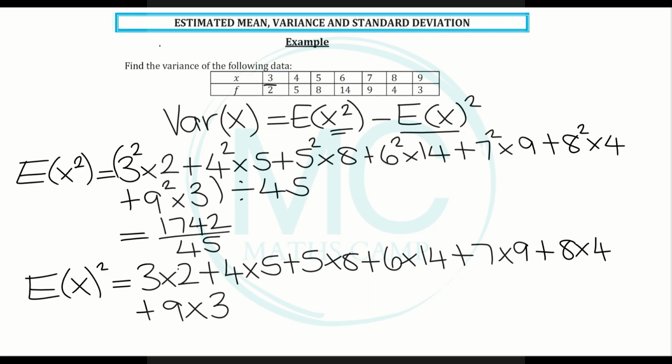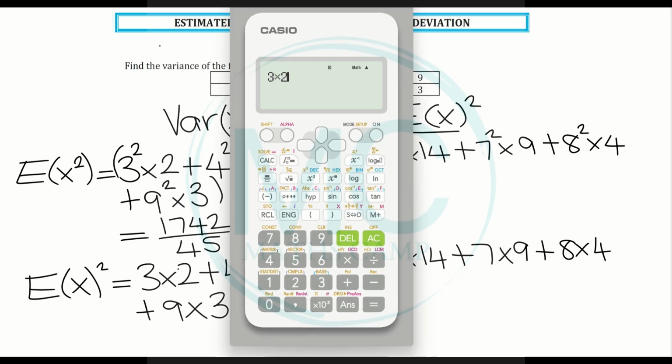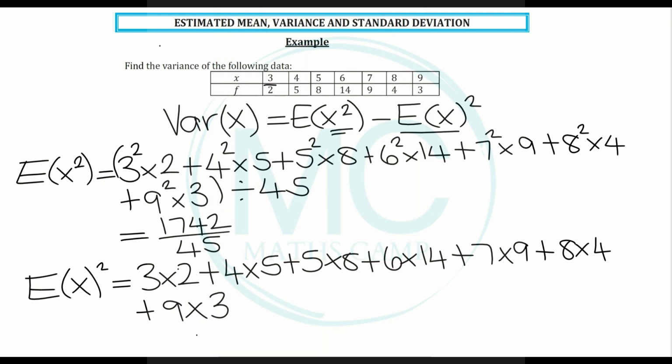Take my calculator. 3 multiplied by 2 plus 4 multiplied by 5 plus 5 multiplied by 8 plus 6 multiplied by 14 plus 7 multiplied by 9 plus 8 multiplied by 4 and finally plus 9 multiplied by 3 is equal to 272. I get 272. To find the mean, I divide by the total frequency, which I know is 45.